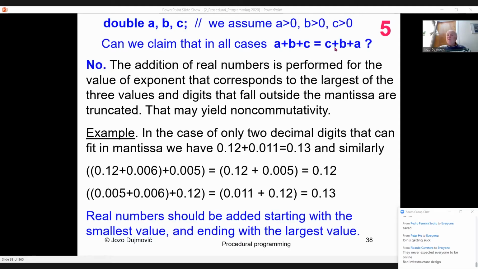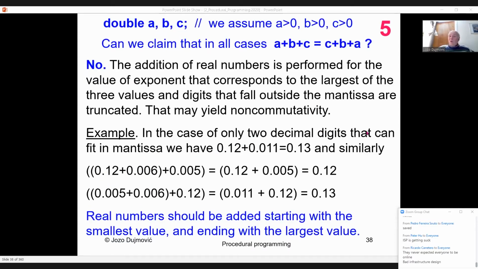Then this previous question, whether a plus b plus c is equal to c plus b plus a. Well, we have seen this example when we used the harmonic series, and we found that the results are different. Therefore, the answer is, can we claim that in all cases a plus b plus c is equal to c plus b plus a? The answer is no. No, the addition of real numbers is performed without commutativity. So not always, of course, and not always critical, but that may yield non-commutativity.